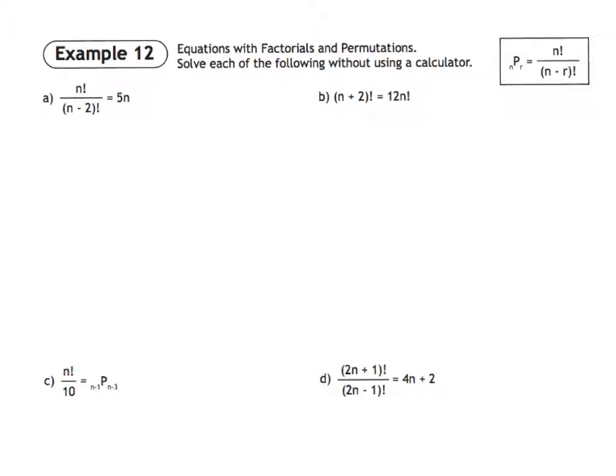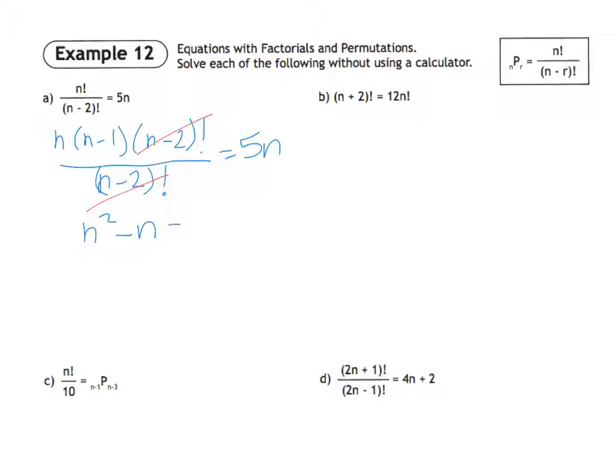I'm going to expand the numerator there, n factorial, and what can I change n factorial into? n times (n minus 1) times (n minus 2) factorial, and I stop at n minus 2 because there's an (n minus 2) factorial on the bottom that I want to cancel out. We end up with this equation, n times (n minus 1) equals 5n, which is a quadratic that you should be able to solve. I'm going to expand this to n squared minus n equals 5n.